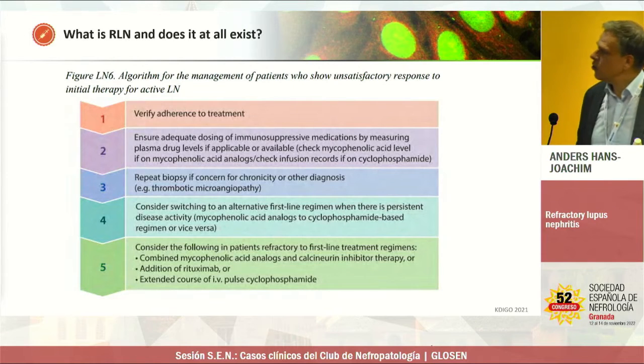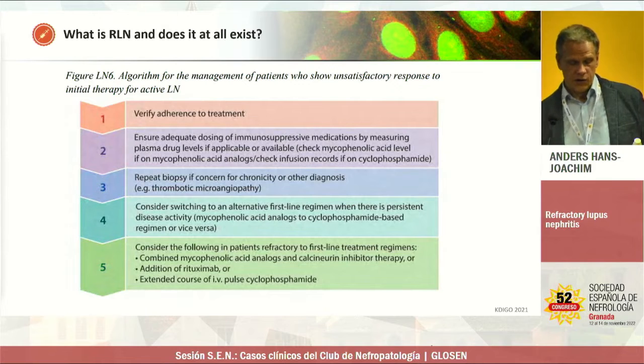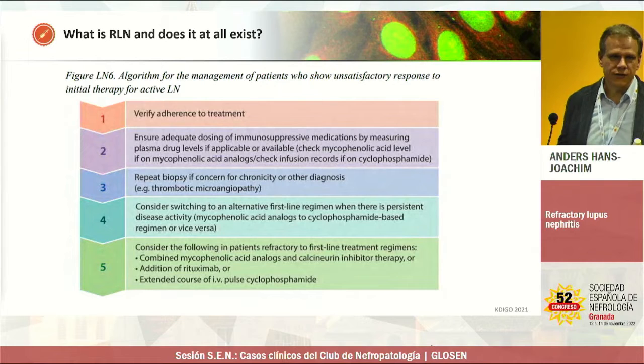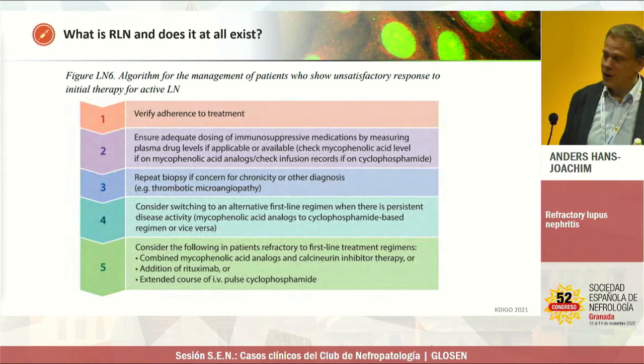So the KDIGO guidelines are a bit ahead of the last EULAR/ERA guidelines of lupus nephritis, and they address this with that schematic. Here they say verify adherence to treatment as a first thing. It's no surprise, this was all written by Brad Rovin, right? And he's one of the people that sees many lupus nephritis patients himself. Then check the adequate dosing and look out for other diagnoses, which implies a rebiopsy.